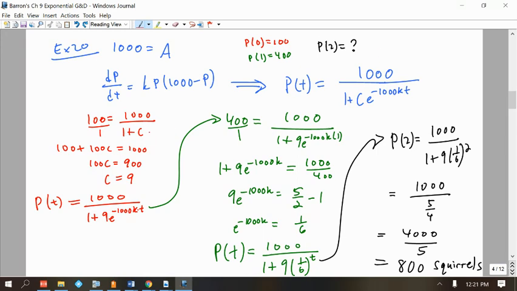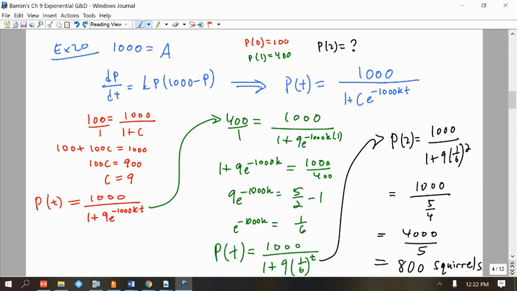So if you go over here to the red, 1,000 divided by 1 plus C, or C plus 1, is equal to 100, because that was the number of squirrels at time 0. Now I just cross multiply. C is 9. Cool. So so far, my equation was blue, and now it's red. It's 1,000 over 1 plus 9 e to the negative 1,000 kt.